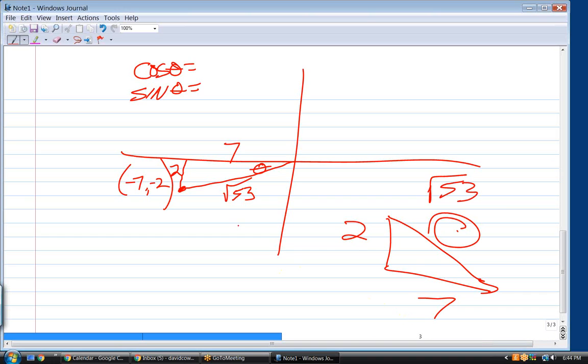Let's finish the problem. What's the cosine of theta equal to? The cosine would be 7 over square root of 53. Okay. And then is it a plus or minus? Minus. Right. And notice how we know.